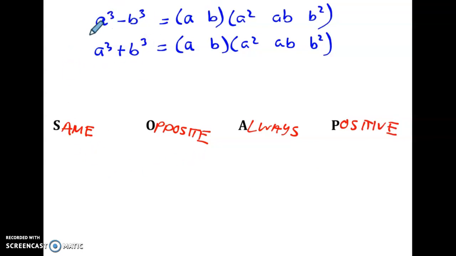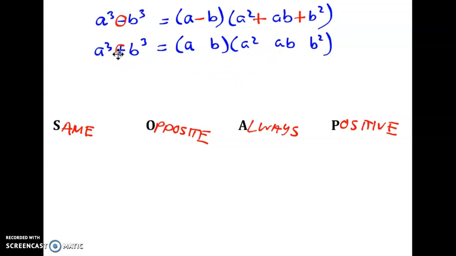So if we look at the 2 formulas here up at the top for sum and difference of cubes, for the difference, we have a negative. So if we follow same, opposite, always, positive, the same sign would mean a negative, opposite sign would be a positive, and the last one is always positive.